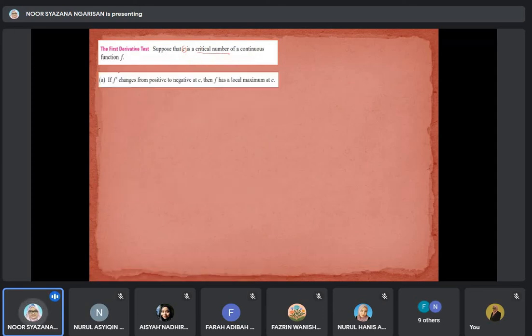If f prime changes from positive to negative at C, then f has a local maximum. Kerana daripada positif ke negatif, dia akan jadi maximum point. Macam ni. Positif, increase kan? Dia kata daripada positif ke negatif, and then negatif, decrease. Point dekat atas, ini akan jadi maximum.